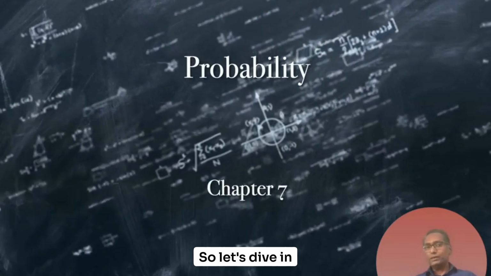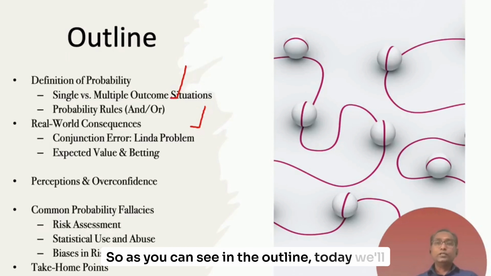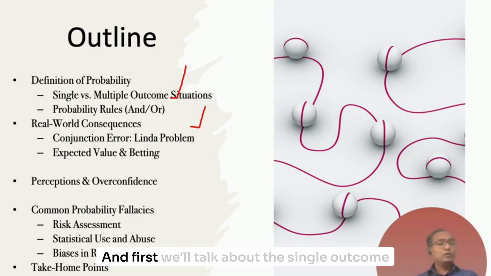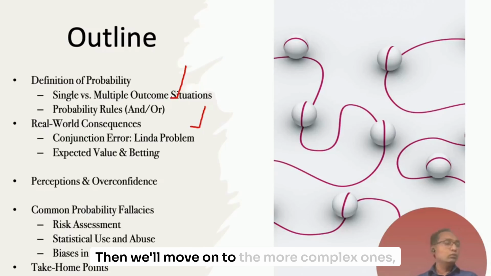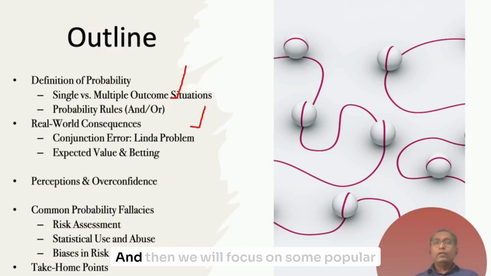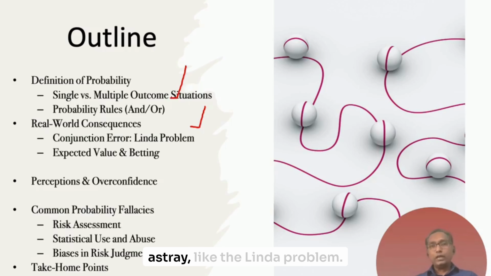So let's dive in. As you can see in the outline, today we'll start with a formal definition of probability. First we'll talk about the single outcome calculations. Then we'll move on to the more complex ones, and that's when we'll talk about the and the or rule. And then we will focus on some popular examples of how our intuitions can lead us astray, like the Linda problem.